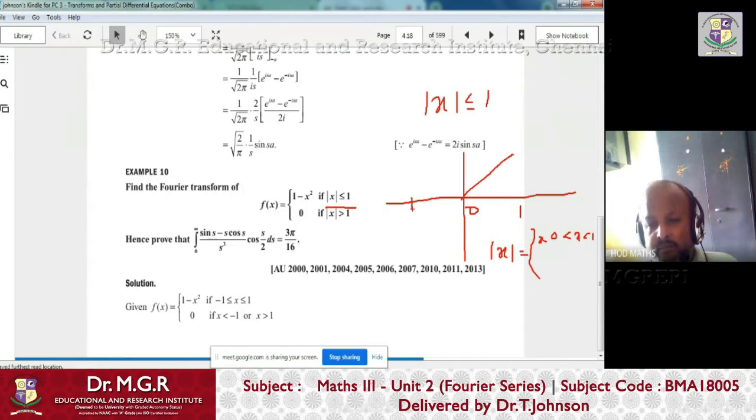But when you move from minus 1 to 0, in that case also, if you put any value, minus half, minus 2 by 3, minus 2 by 4 or minus 2 by 5, whatever it may be, its magnitude is also less than or equal to 1. So whether x is positive or negative, in between minus 1 and plus 1, the sign is immaterial.